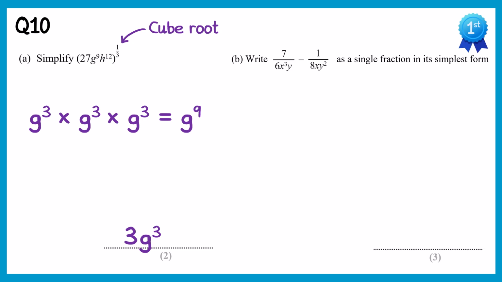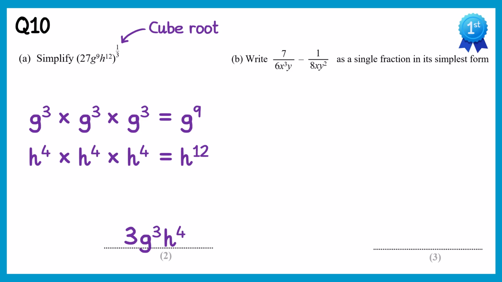In a similar way, for h to the power 12, we can do 1/3 of 12, which is 4, so h to the power 4. And this works because h to the 4 times h to the 4 times h to the 4 gives you h to the 12, since 4 add 4 add 4 is 12. So the answer to the question is 3, g to the power 3, h to the power 4.